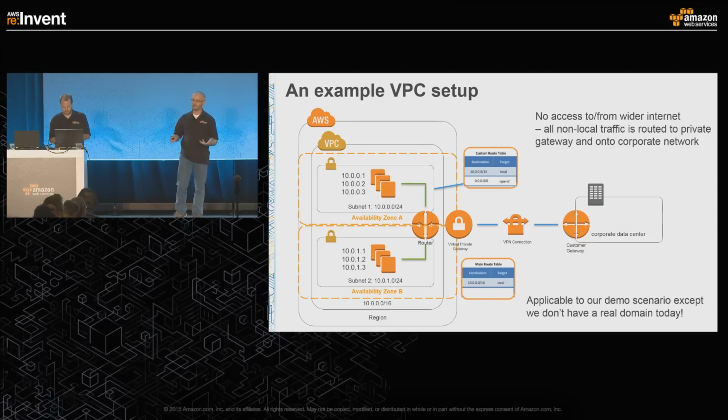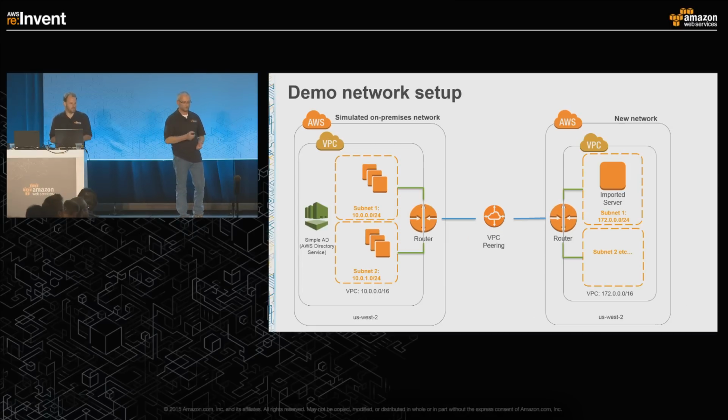And this is very similar to what we actually want to do today for our demo, right? Except that we don't have a real domain. So what I did, I set up a VPC that simulates the corporate network. And that's on the left side of the screen. Okay? So that's running a VPC. It's got a couple of subnets in it, for example. It's running a simple AD with the AWS Directory Service. It's simulating our domain.